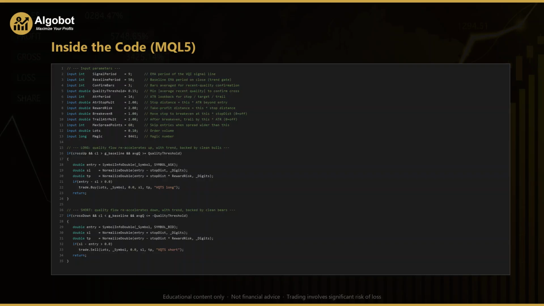When all three are true, the code reads the ask price as the entry, sets the stop loss one stop distance below entry, and sets the take profit at the stop distance multiplied by the reward to risk factor above entry. It then calls trade.buy with the lot size, stop, and target. The short block is the mirror image.